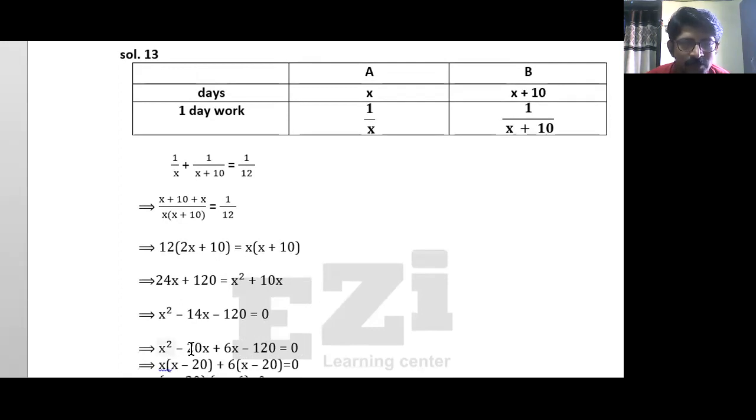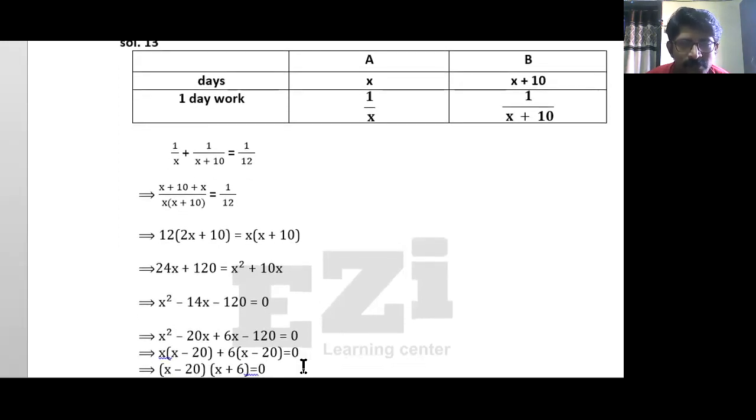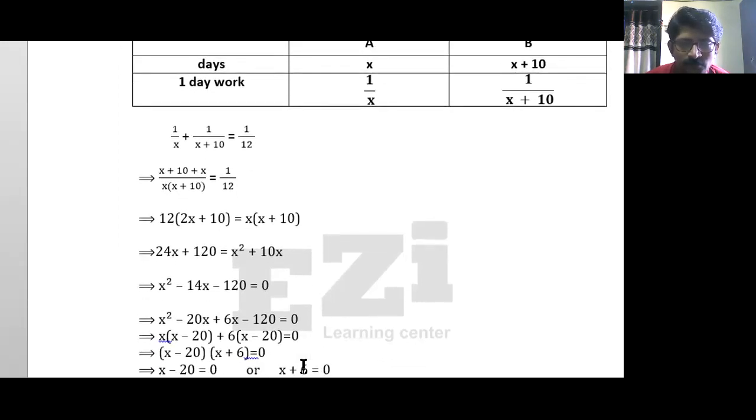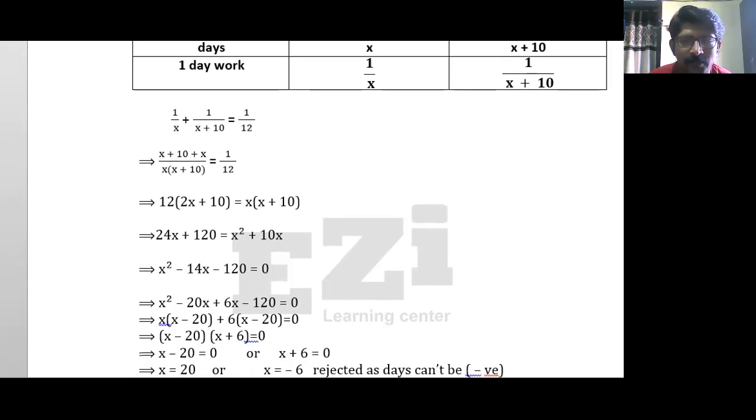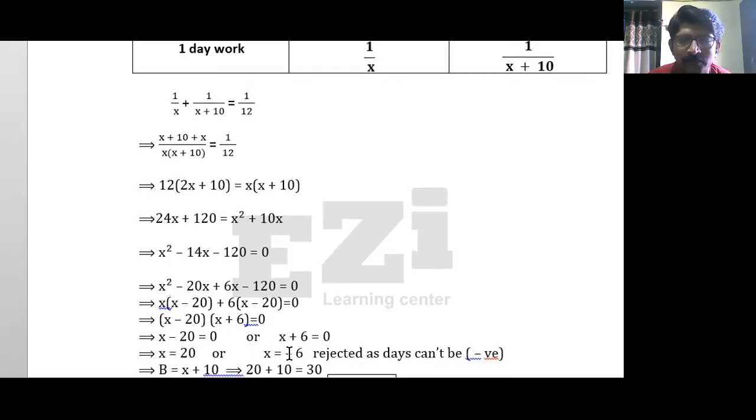Now take X common from the first two terms, X minus 20, plus 6 common, X minus 20, which equals 0. I hope you understood till here. Then X plus 6 or X minus 20 is equal to 0. When the product of the two numbers is 0, either of them has to be 0. So X minus 20 is equal to 0 or X plus 6 is equal to 0. So if X minus 20 is 0, that means X is equal to 20, or X is equal to minus 6.